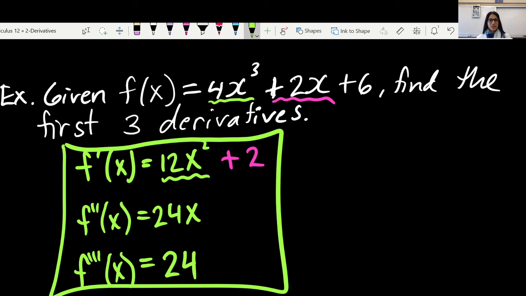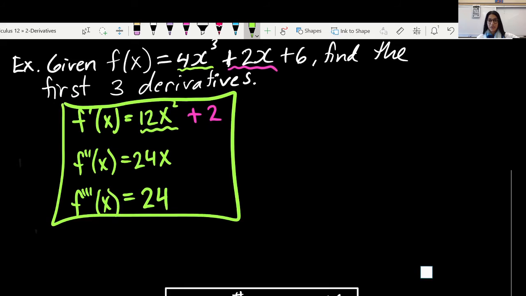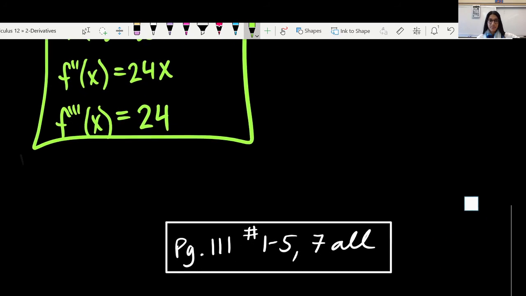The only way this could change is if I change the original function. So yeah, we could have a quotient rule example in there. We could have a product rule example. But know that you still do the same thing. It's just basically you taking the derivative 3 times instead of 1 time, how we've been practicing for all the sections leading up to this.